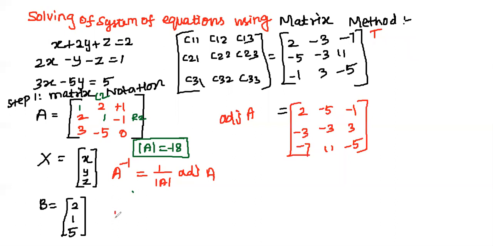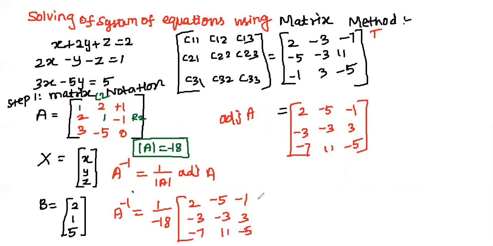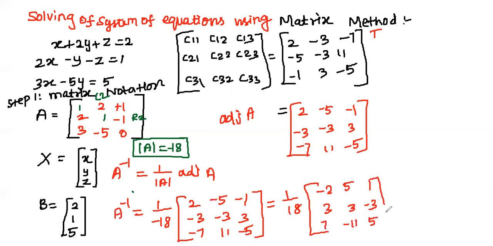So now we will substitute back in the formula for finding the A inverse. It's 1 divided by minus 18 and 2, minus 5, minus 11, minus 3, minus 3, 3, and minus 7, 11, minus 5. We just take the minus sign inside and change the sign of each coefficient. It becomes 1 by 18, minus 2, plus 5, plus 11, 3, 3, minus 3, 7, minus 11, 5. So we are done with the A inverse.